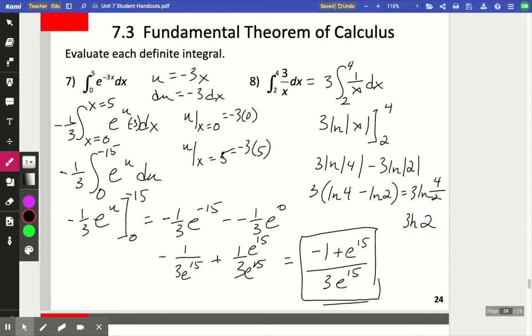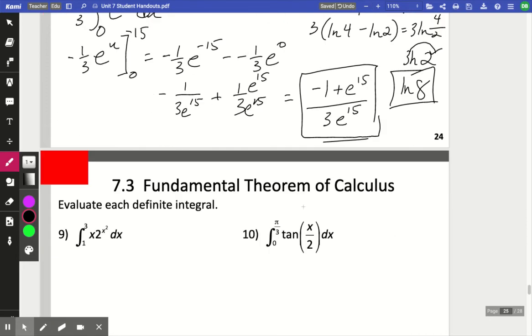Right now, that is very likely the answer, but sometimes it's possible that it could be rewritten. We could bring that 3 in as a power, and this could be the natural log of 2 cubed or the natural log of 8. So remember, we just have to make sure that we can recognize different versions of the same answer. All right, so that is slide 24.